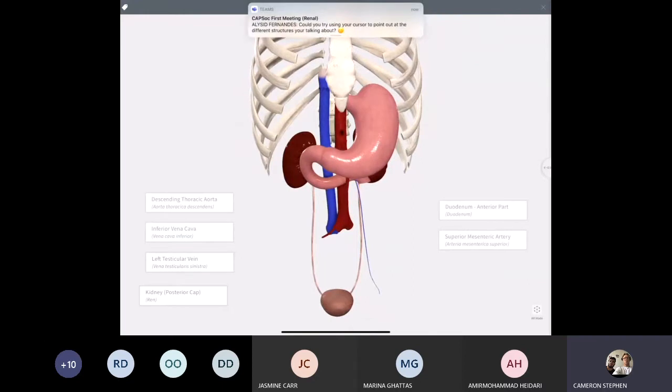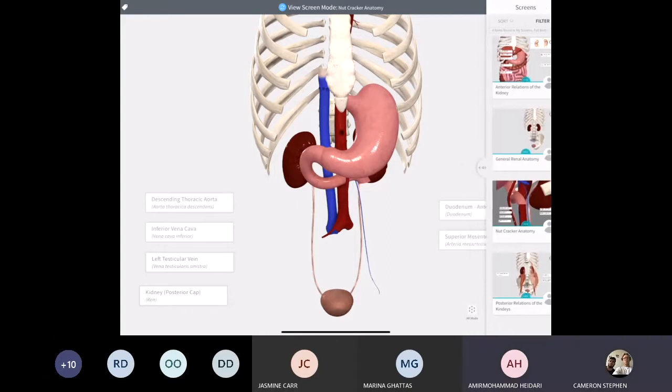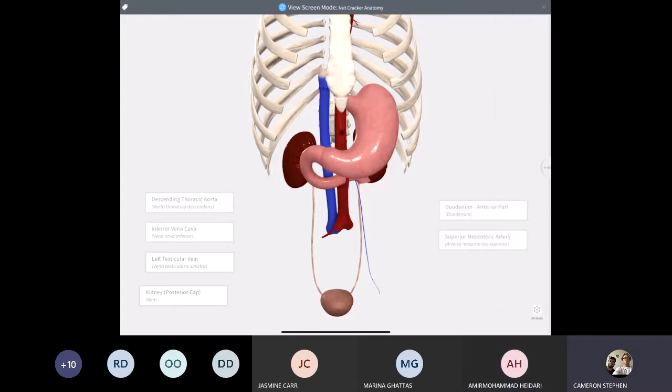Oh, could you try using your cursor to point out the different structures? I don't. Amir, is there a cursor on this? I don't think there is. I don't think so, no. So we will try for next time, try and find out which one.